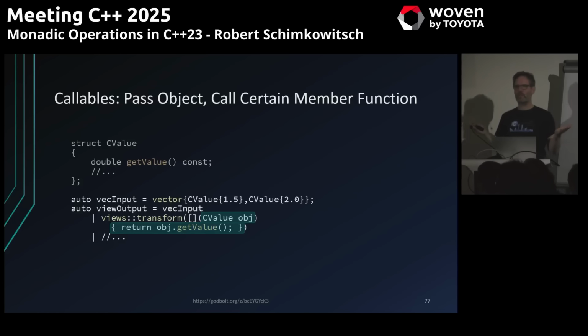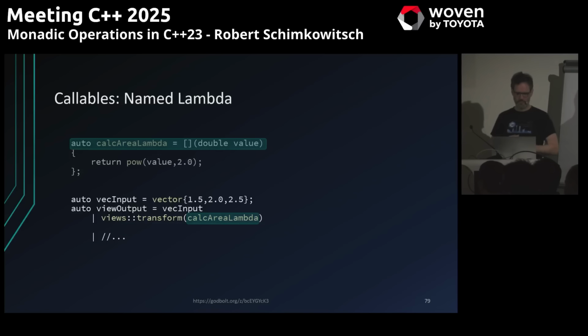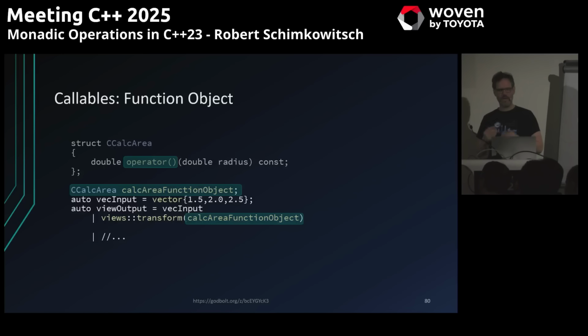Then we might want to call a member function. So let's say our functor gives us an object instance, and we want to call a known member function of that. Yes, we can do that with a lambda. And let's say the functor gives me a value, and I want to call a member function of a known object instance. Well, we pass the object instance via lambda capture, and we're good. We can use lambdas multiple times and give them names, which sometimes even makes sense for single use if you want to document what it does. And you can use function objects, which are very similar to lambdas, but which give you a little bit more flexibility even.